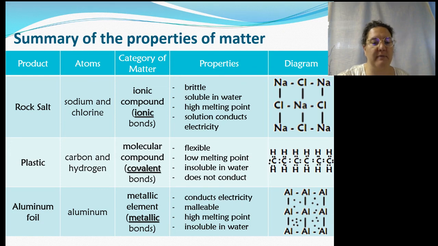Aluminum foil is made up of aluminum atoms. It's a metallic element with metallic bonds, and it does conduct electricity and it's malleable. It has a high melting point and it's insoluble in water.